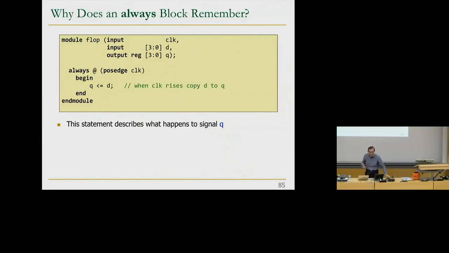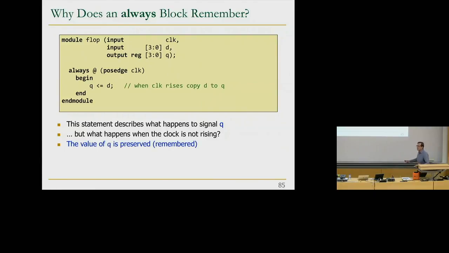Okay, so basically, why does an always block remember? Why is it a memory element, a memorizing or remembering element? Going back to the D flip-flop, this statement describes what happens to signal Q, right? Q gets assigned D at the positive edge of the clock. What happens if it's not the positive edge of the clock? What value does Q get? Well, this doesn't say, but implicitly, it's the value it got before. That's why it remembers. The value of Q that was captured in the past is preserved or remembered. So it's implicit in the always block definition that Q gets the previous value. You don't explicitly write it, clearly.